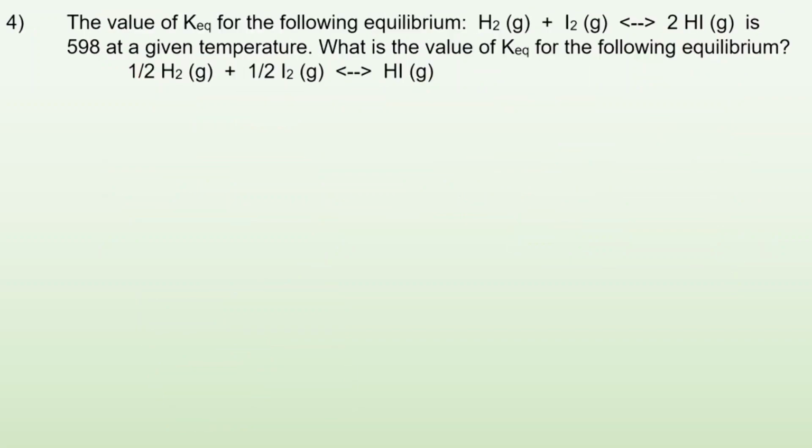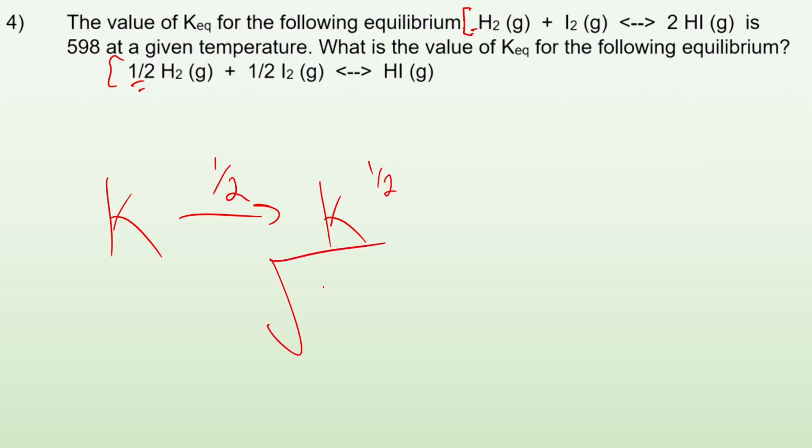Number 4, the value of KEQ for the following equilibrium, there it is, 598 at a given temperature. What is the value for KEQ for the following equilibrium? All right, so how did we go from this to this? Everything's still on the same side of the arrow, but if you take a look, the coefficients have been cut in half. So if this is my K, right, and I were to cut it in half, I have to do the same thing to the exponent. So I got to put it to the 1/2 power, which is the same thing as doing the square root.